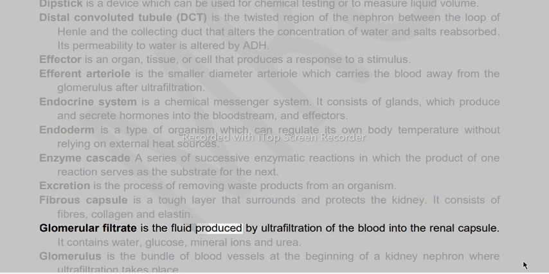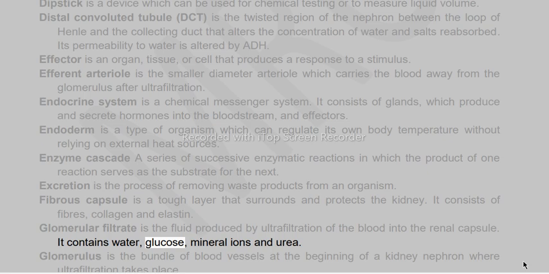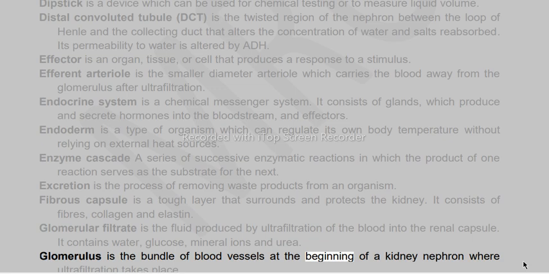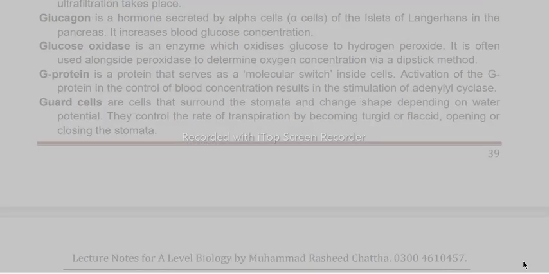Glomerular filtrate is the fluid produced by ultrafiltration of the blood into the renal capsule. It contains water, glucose, mineral ions, and urea. Glomerulus is the bundle of blood vessels at the beginning of a kidney nephron where ultrafiltration takes place. Glucagon is a hormone secreted by alpha cells of the islets of Langerhans in the pancreas. It increases blood glucose concentration. Glucose oxidase is an enzyme which oxidizes glucose to hydrogen peroxide. It is often used alongside peroxidase to determine glucose concentration via a dipstick method.